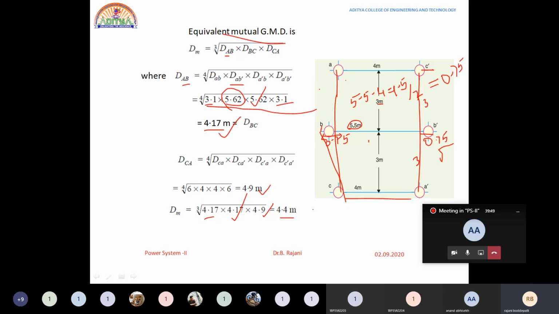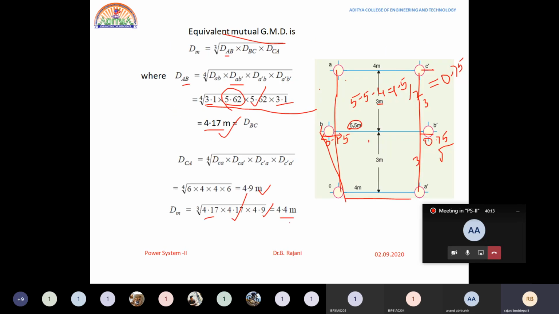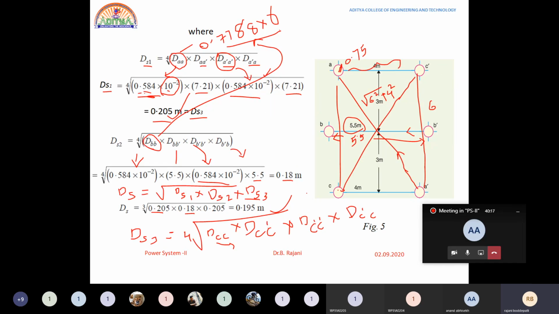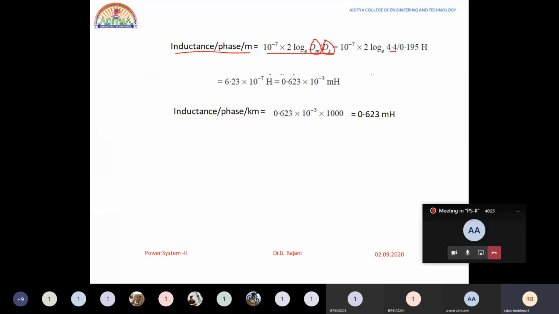Now you have to substitute these values in this formula. What is the formula? Inductance per phase per meter is 10 to the power of minus 7 log e dm by ds. What is dm? Mutual GMD. What is ds? Self GMD. The mutual GMD you have got is 4.4, and the self GMD is 0.195. You have to substitute those values, 4.4 and 0.195, so that you will be getting this. This is Henry per meter.